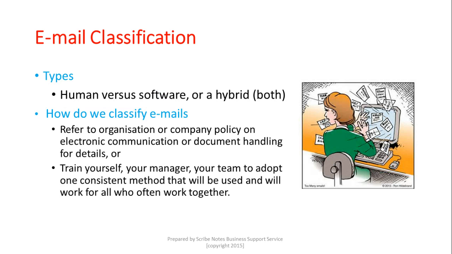In terms of email classification, there are two different types. The human, which is you as the worker, versus the software. There are professional softwares now that are meant to deal with emails, especially for large organizations with a number of departments. So you can also do a hybrid or a combination of both. It just depends on how you are structured within the organization. If you just handle a small team or you're part of a bigger team, then the management will decide on what you need to use for your email classification system.